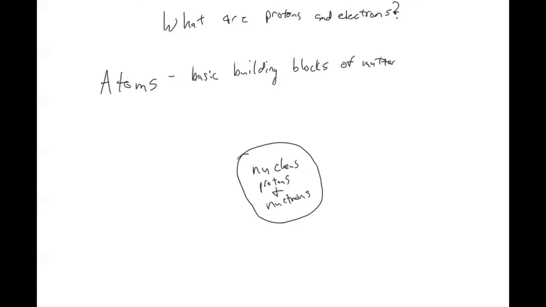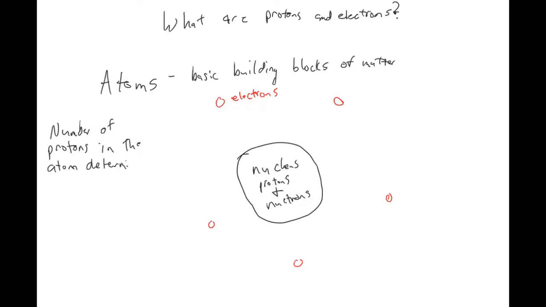And then outside of the nucleus, you have your electrons that are doing different kinds of motion that's described by a mixture of quantum mechanics and electrodynamics. And the number of protons in the atom determines what type of element it is.